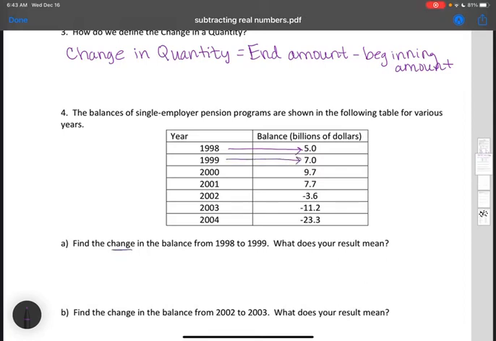And they want to know what the change is. So we start with our ending amount. It looks like it ended in 1999, so it's a 7, minus the beginning amount they said from 1998. So they're starting in 1998. So the end is 7.0 minus 5.0. That would equal 2.0. And what does that mean? That means that the pension program's balance increased by $2 billion.